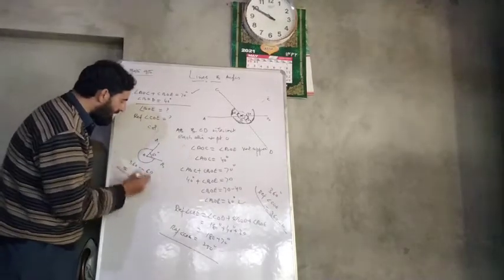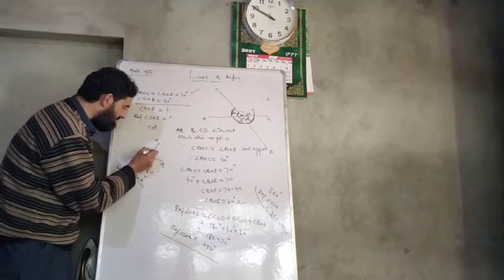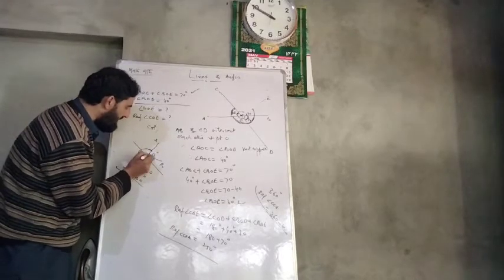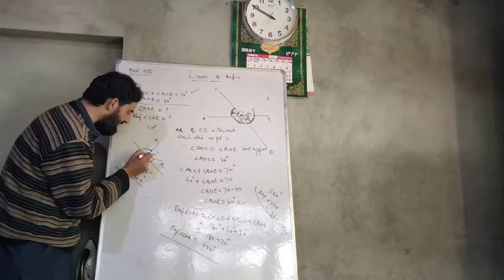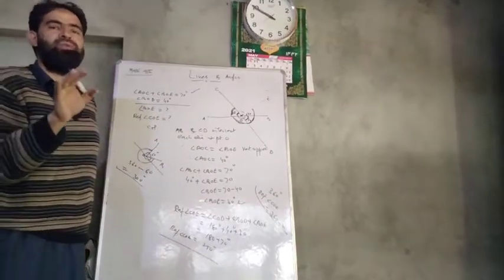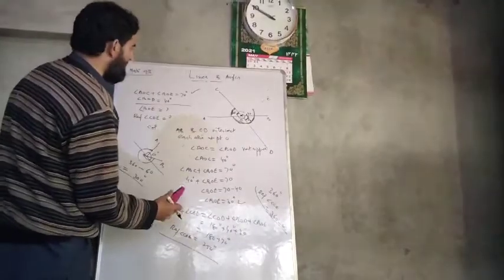The second way is, if there are so many angles formed at this point, then the reflex of this is this angle plus this angle plus this angle. This is the reflex. So there are two ways to find the reflex of an angle. So this was question number 1.